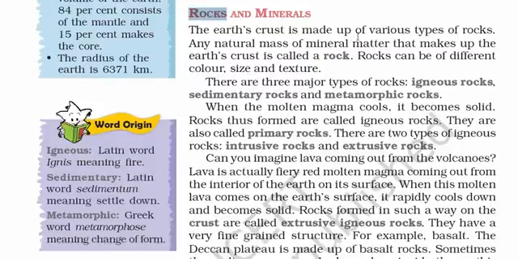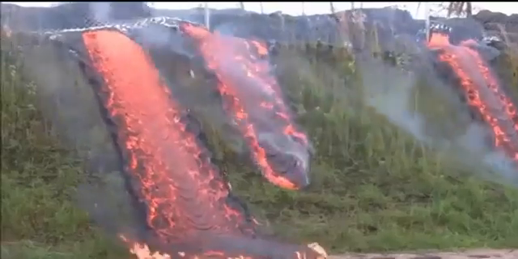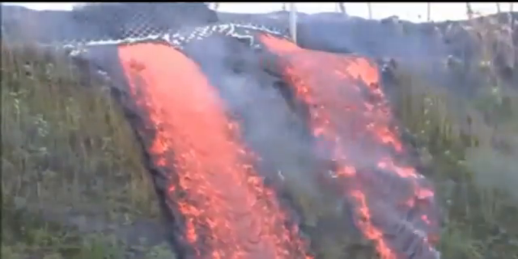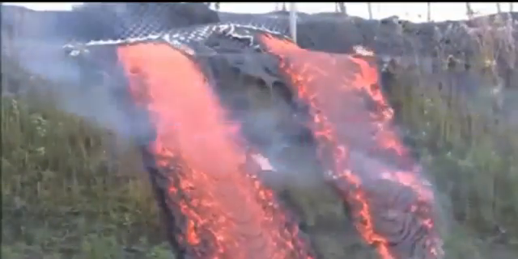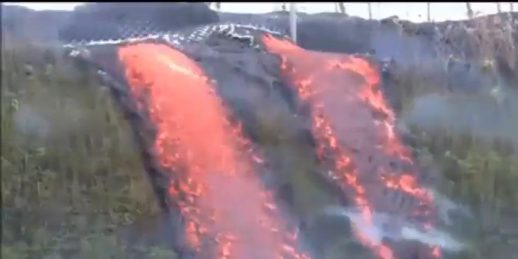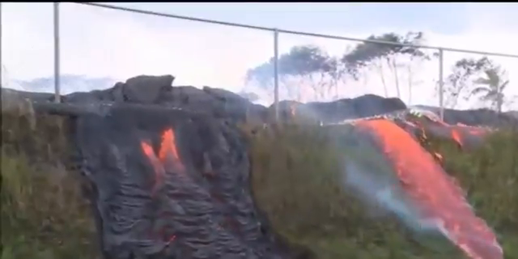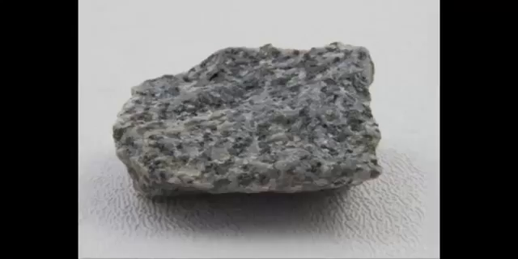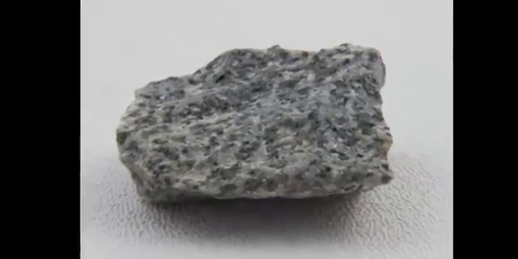Now let's read about rocks. The Earth's crust is made up of various types of rock. Rocks can be of different color, size and texture. So let's try to identify the major types of rock. They are igneous rocks, sedimentary rocks and metamorphic rocks. Now imagine lava coming out from a volcano. It is fiery red molten magma coming out from the interior of the Earth onto its surface. When this red molten hot material cools down on the Earth's surface, it rapidly becomes solid. The rock formed in such a way is called igneous rock.